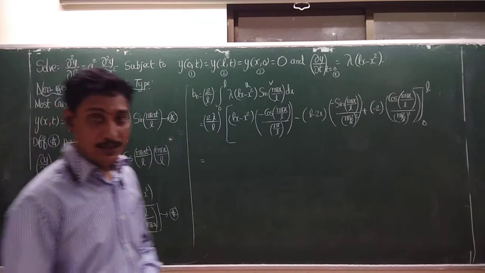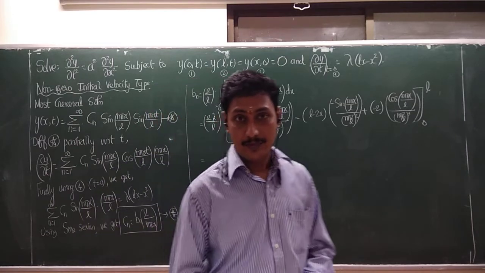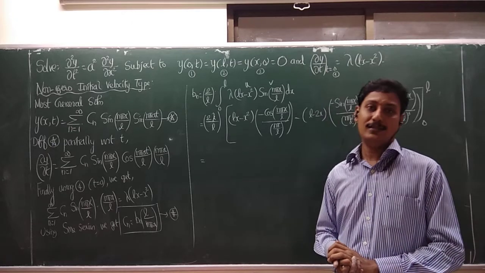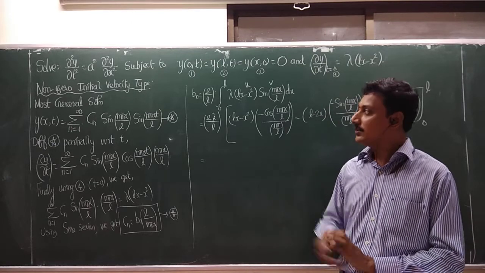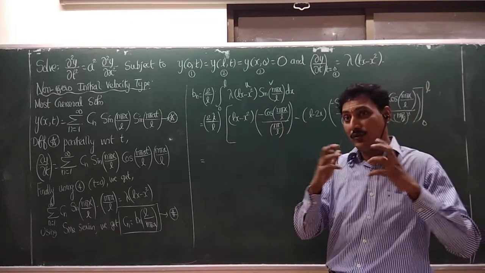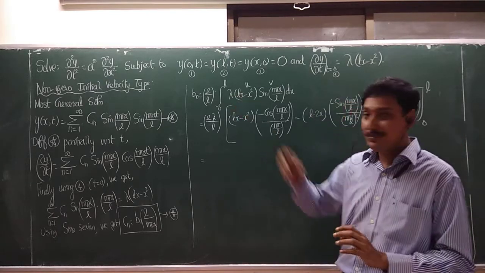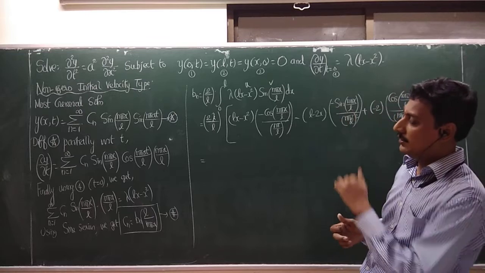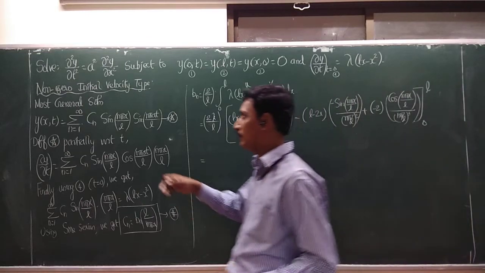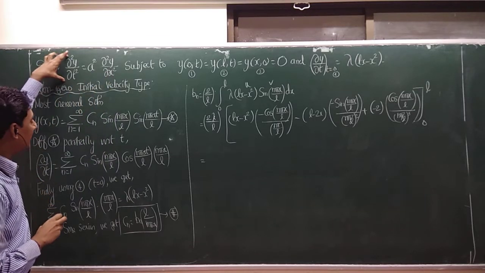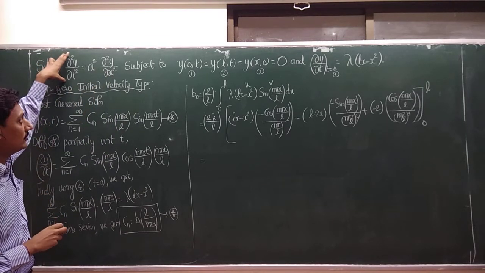This is one of the very interesting problems under the non-zero initial velocity one-dimensional wave equation. Usually we can see stanza-type, paragraph-type questions. Now the question is in mathematical expressions. Solve ∂²y/∂t² = a² ∂²y/∂x². This is the one-dimensional wave equation.